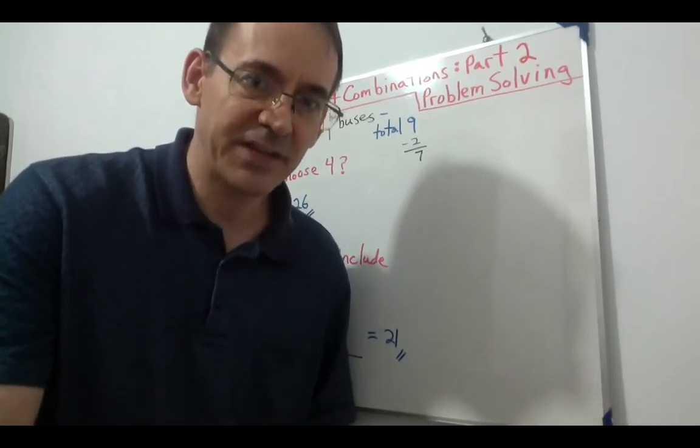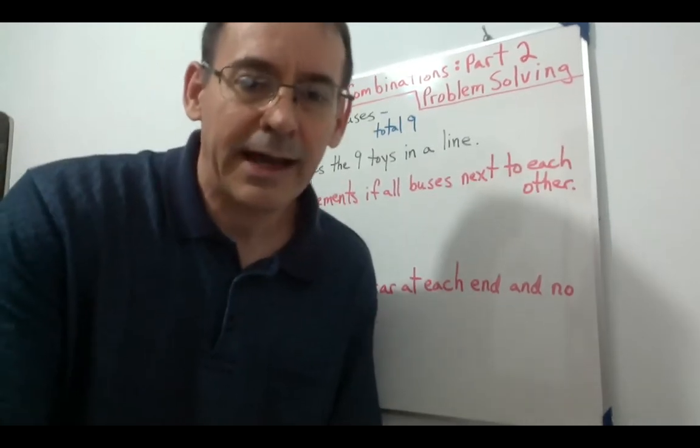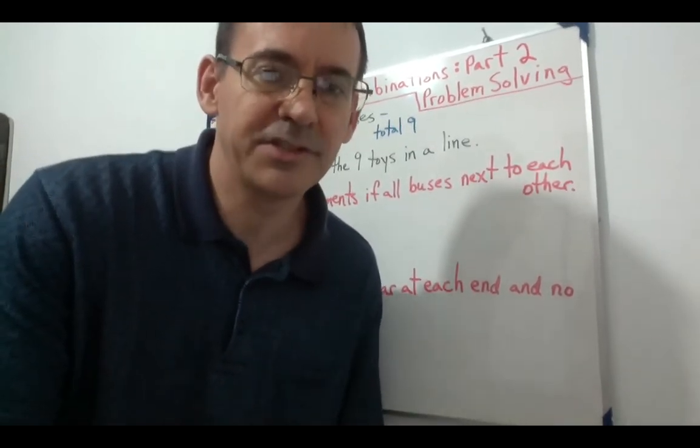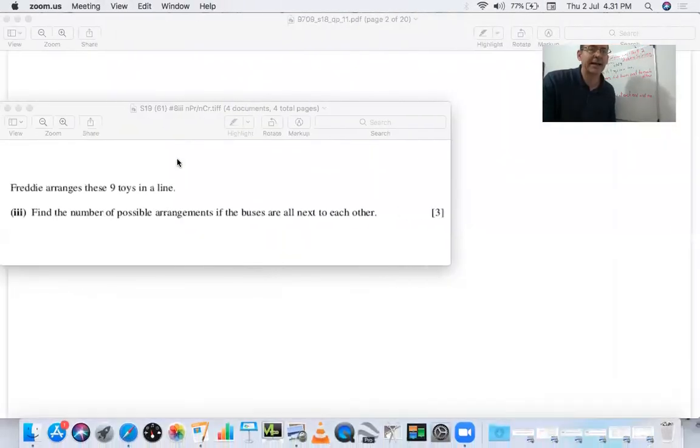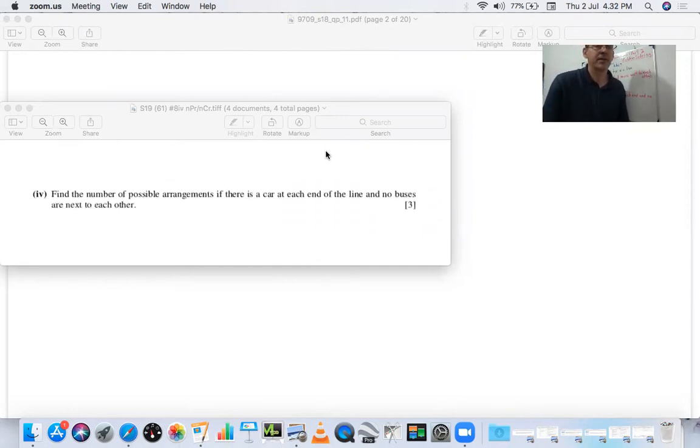Let me set up the second question. Okay, actually we're on the same question, but we're just moving on to parts III and IV. It says Freddie arranges these 9 toys in a line. So III, find the number of possible arrangements if the buses are all next to each other. Then in the next part, find the number of possible arrangements if there's a car at each end of the line and no buses are next to each other.